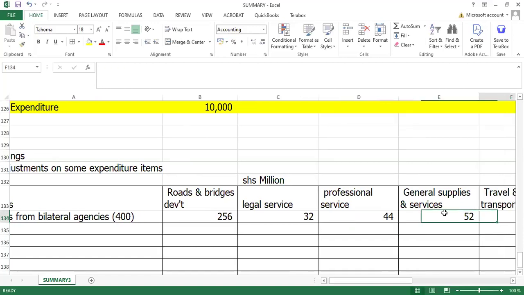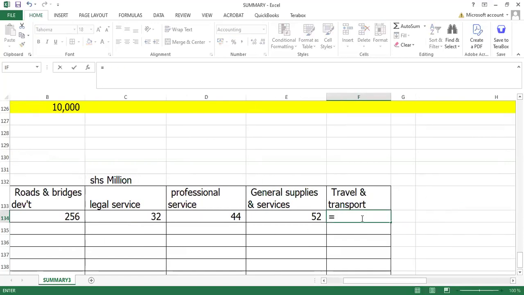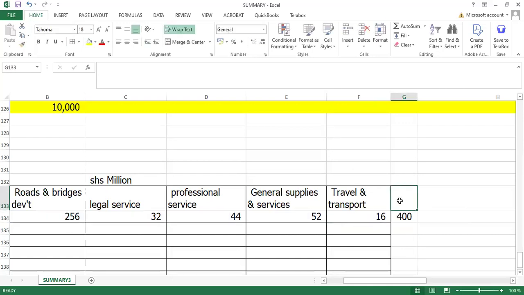Okay. Then here travel and transport. It was what? 4%. So I get 4% times 400. That's what I get. If you add the total allocation, you will get 400. You get 400, the total.